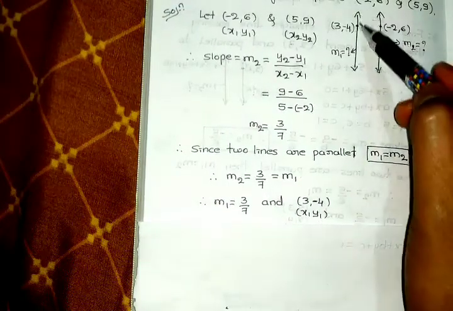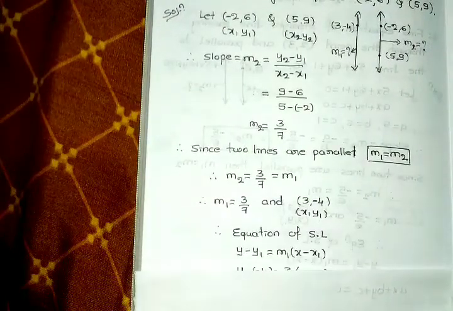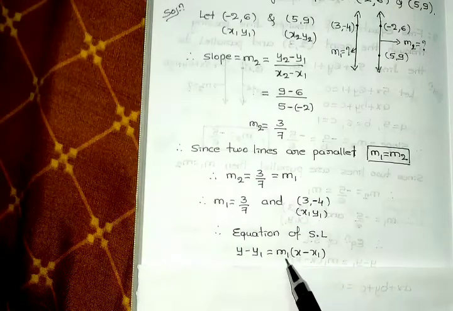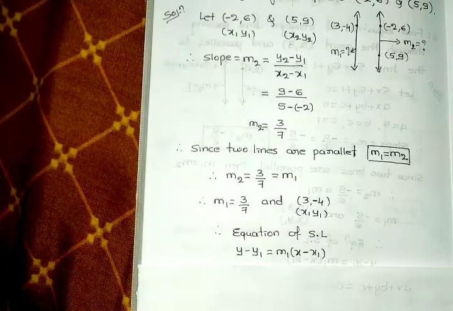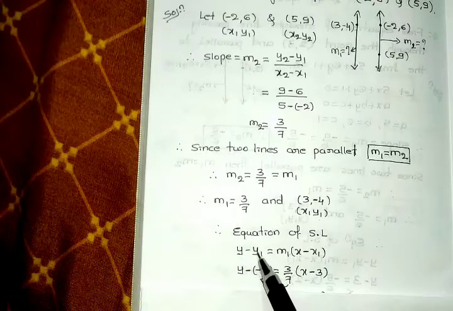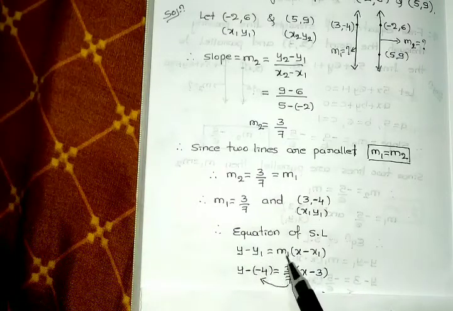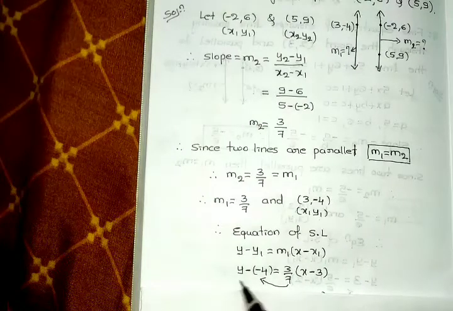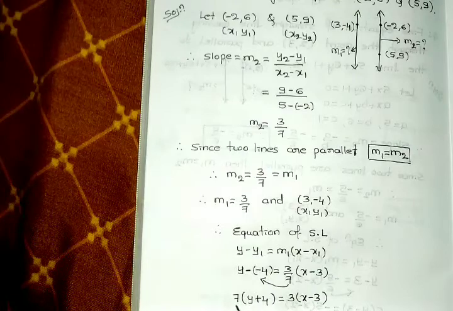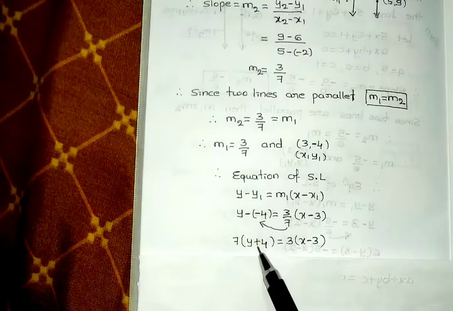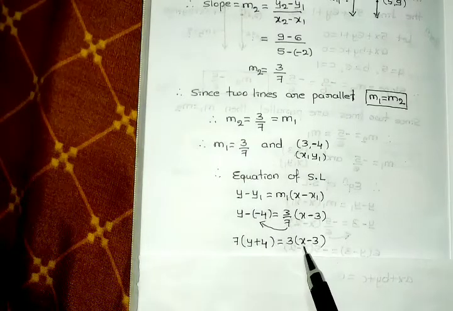So now for the first line, what do you want? The equation. Therefore the equation of a straight line, what is the formula? y minus y1 is equal to m1 into bracket x minus x1. Now substitute the points. y minus y1 is minus 4, keep it in bracket, m1 is 3 by 7, into x minus x1 is 3. Next, for the fraction, cross multiplication: this 7 will come in the numerator, then y plus 4 is equal to the remaining value 3 into bracket x minus 3.